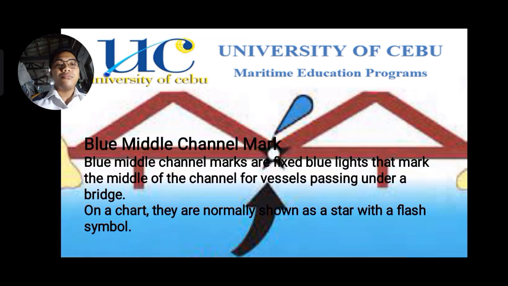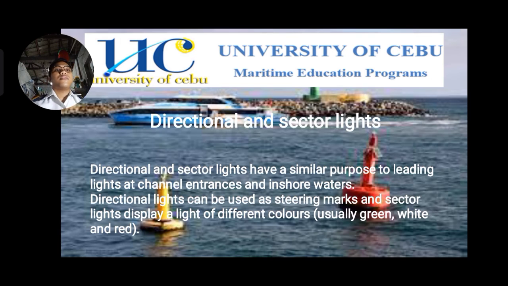Next is blue middle channel mark. Blue middle channel marks are fixed blue lights that mark the middle of the channel for vessels passing under a bridge. On a chart, they are normally shown as a star with a flash symbol. As you can see in the background, there's a bridge, there's a star, and there is that blue marking which indicates blue lights. And it is used when a vessel will be passing under a bridge. So that's blue middle channel mark.